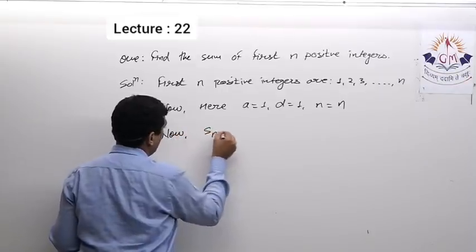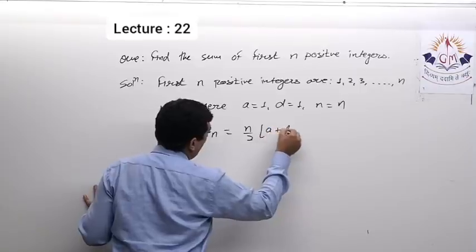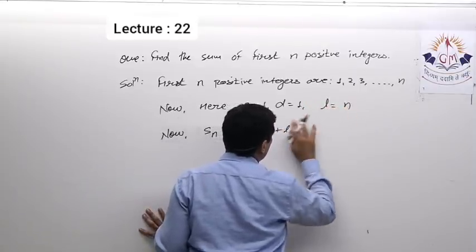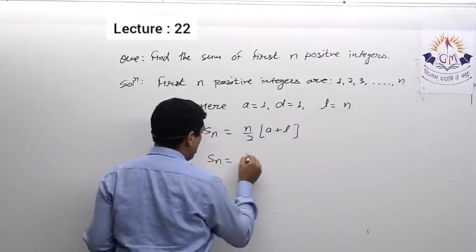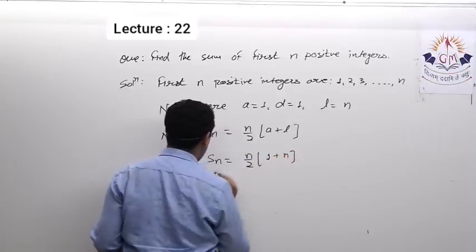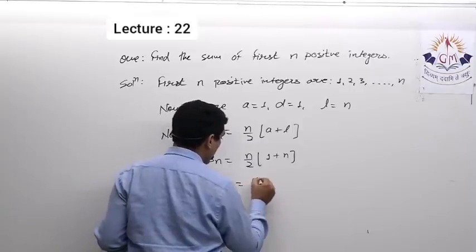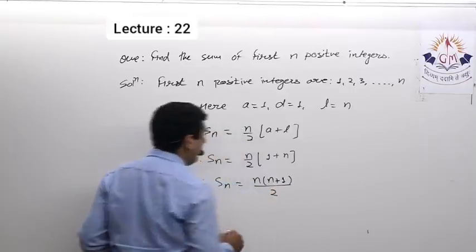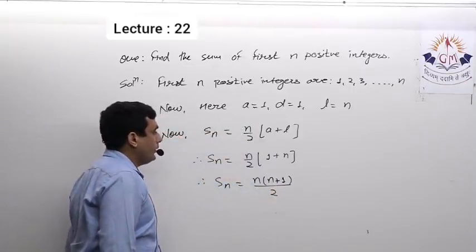Now Sn is equal to n by 2 times a plus l, or here if I say the last term is the nth term, that is also okay. So Sn is equal to n by 2 times a plus l. So this is my answer. Sn is equal to n times n plus 1 by 2, the sum of first n natural numbers or sum of first n positive integers.